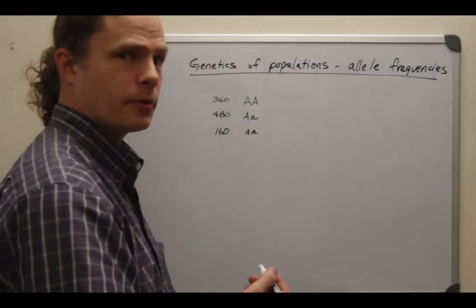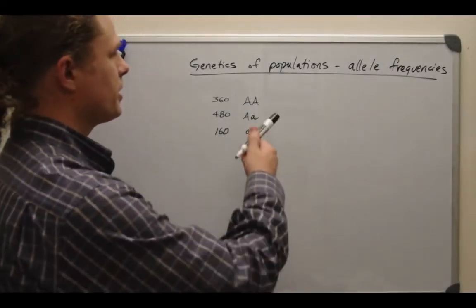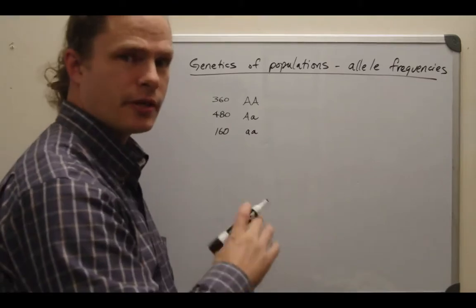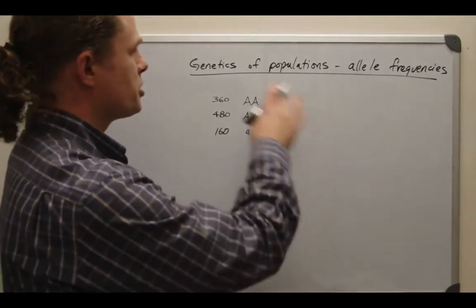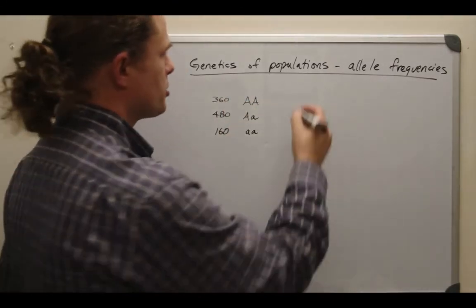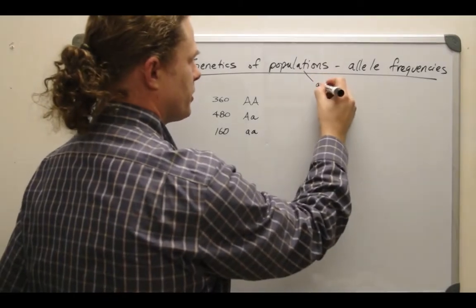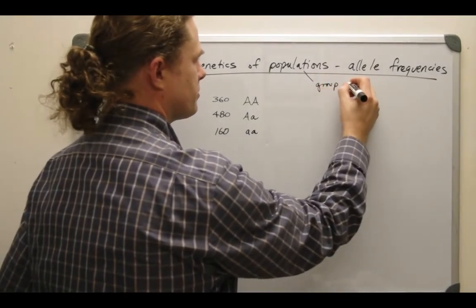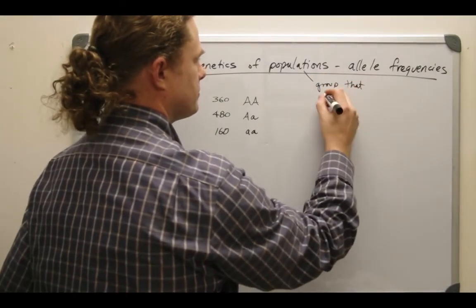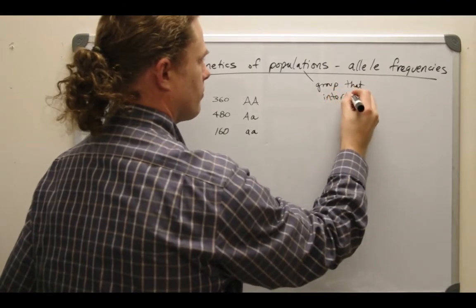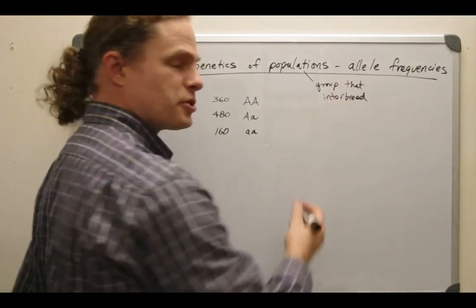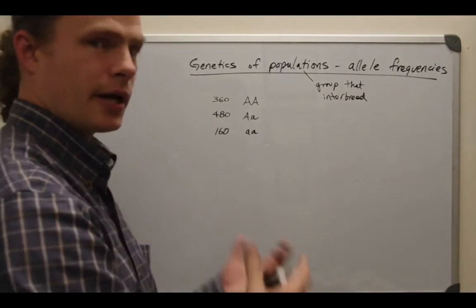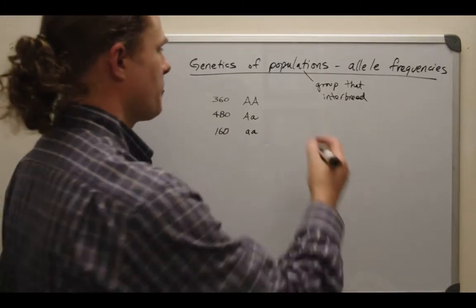The next major shift that we're going to make in the course is to begin to examine not just the genetics of individual organisms, but genetics of populations. So a population is just a group of interbreeding organisms, members of one species in a local area that can exchange alleles with one another.